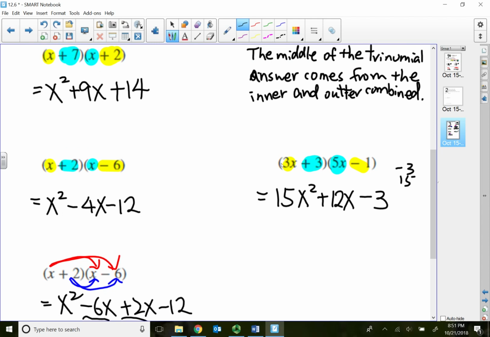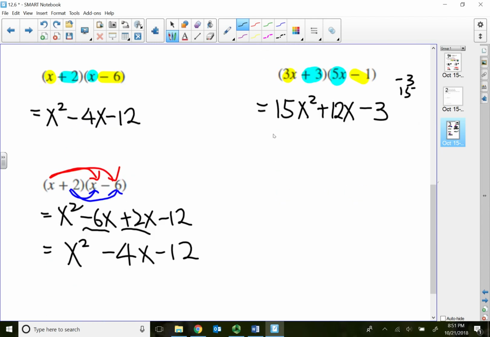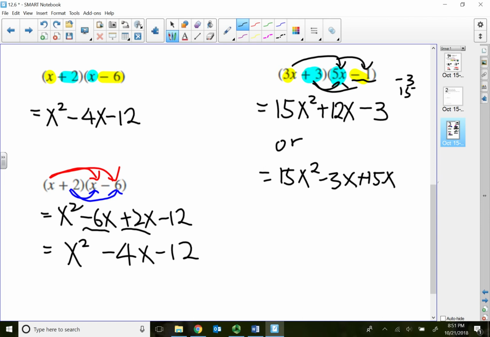All right. Now, if you want to write everything down, that will be fine as well. You can write down 3x times 5x is 15x squared. Then you can write down -3x after that. 3x times -1 is -3x. My inner is 15x. The last thing I do, positive 3 times -1 is -3. So when it comes to combining like terms, we get 15x squared. -3x plus 15x is positive 12x, and -3.